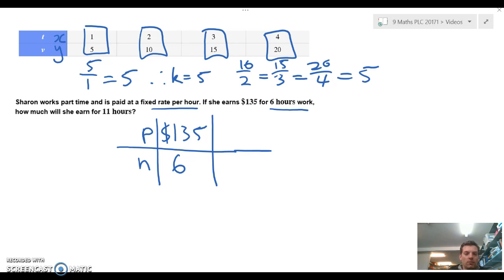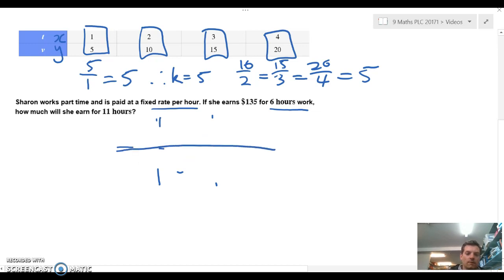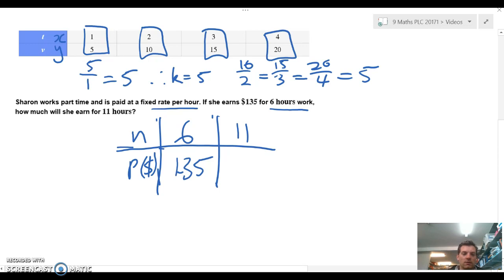Now, sorry, what we'll probably do is we actually have these around the other way. So we would have our N value, which is the number of hours worked, on top, which is 6, and our P value, which is in dollars, on the bottom, which is 135. And we're asked to find how much she gets paid when she works 11 hours. Now, what she gets paid is going to obviously be represented by x.